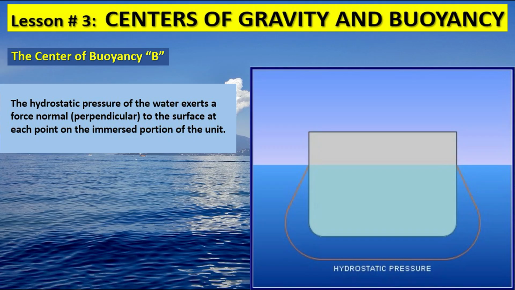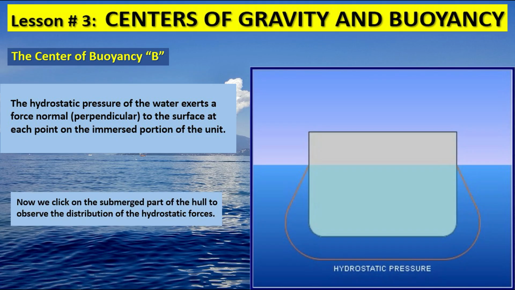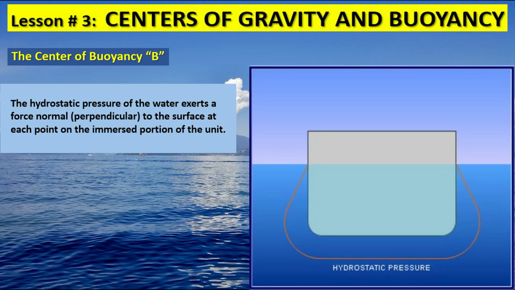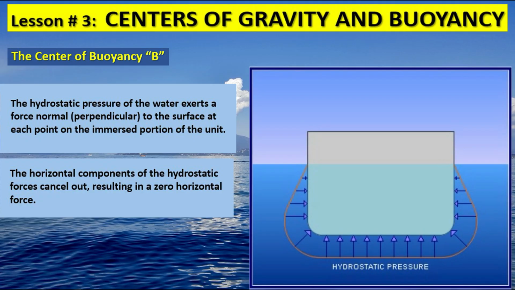The hydrostatic pressure of the water exerts a force normal, perpendicular to the surface at each point on the immersed portion of the unit. Now we click on the submerged part of the hull to observe the distribution of the hydrostatic forces. The horizontal components of the hydrostatic forces cancel out, resulting in a zero horizontal force.